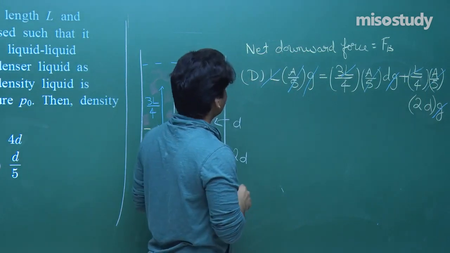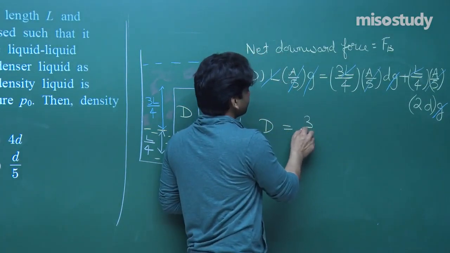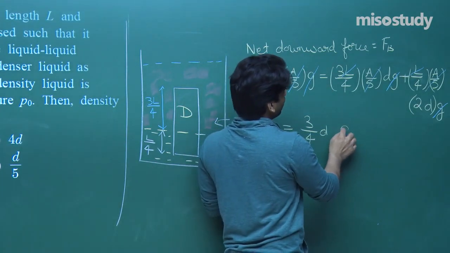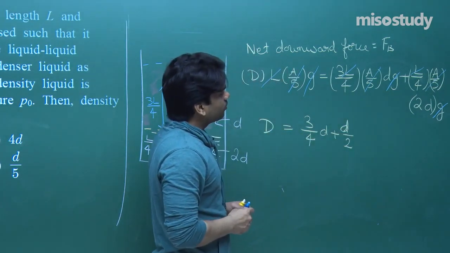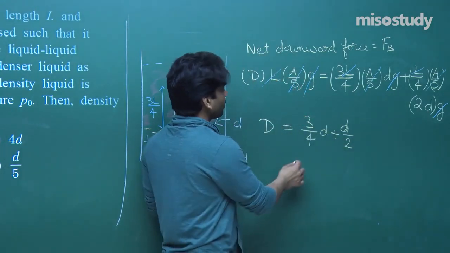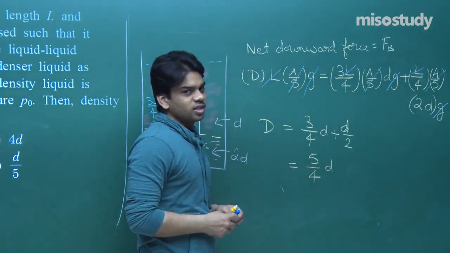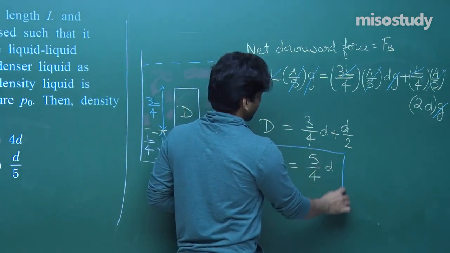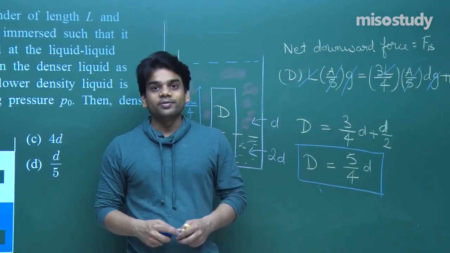From here you are getting D is equal to 3 by 4 small d, plus you see here 4 is here and 2d is here, so you will be getting d by 2 plus d by 2. This is the term that you are going to get. L by 4, so you will be getting here 2d, so you will be getting d by 2. From here, 3 by 4d plus d by 2, you will be getting 5 by 4d. This is the value of the density of the solid object that's been immersed. 5 by 4 small d, we got it as per the equation.